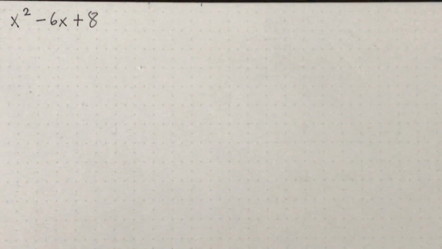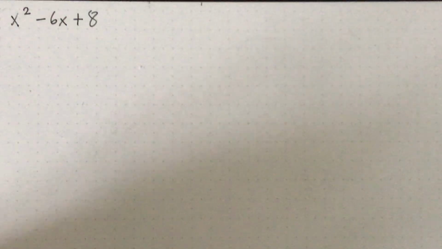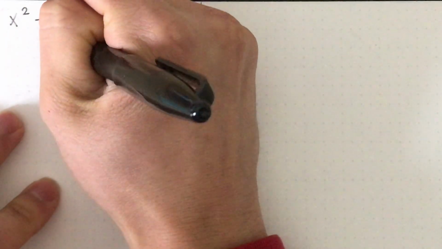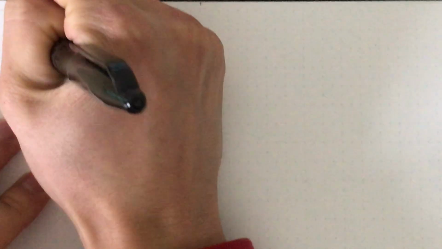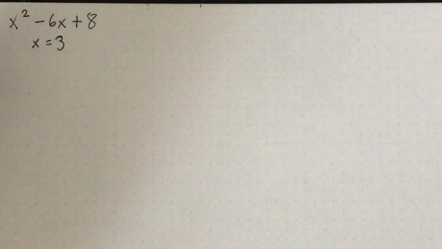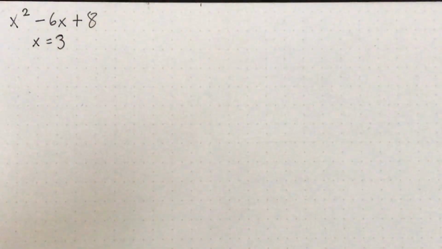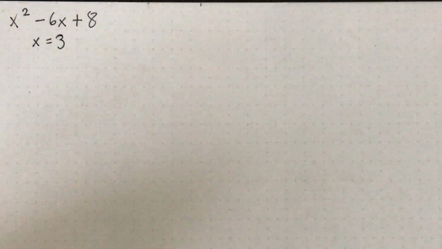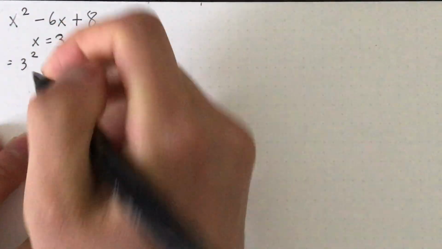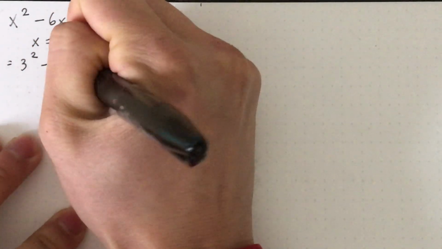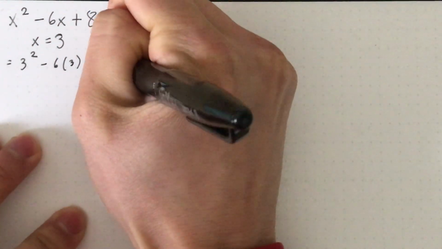The number I decided to pick was 3. So I'm going to let x equal 3, and plug in my number for x squared minus 6x plus 8, and see what answer I get. So this is 3 squared minus 6 times 3 plus 8. So x is equal to 3. Now let's solve it.